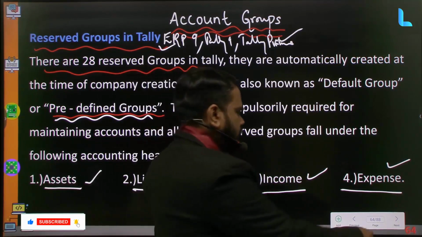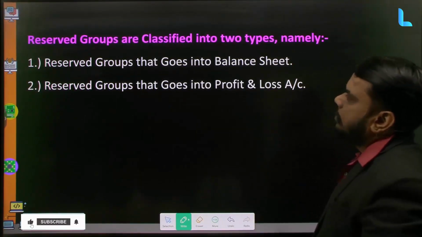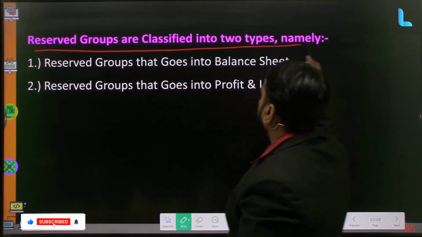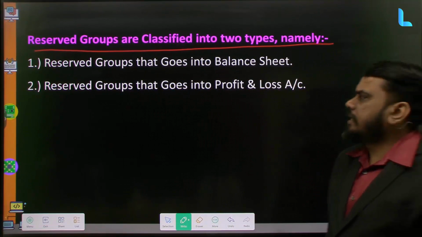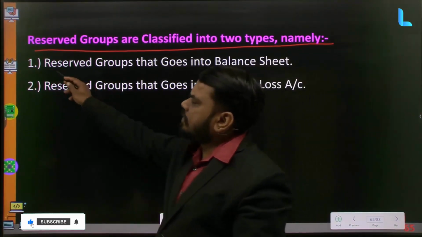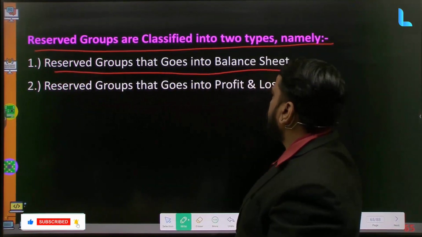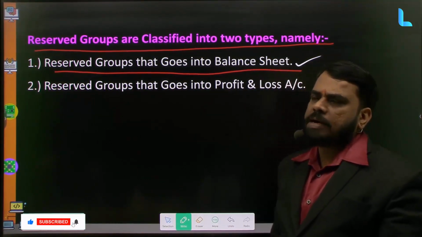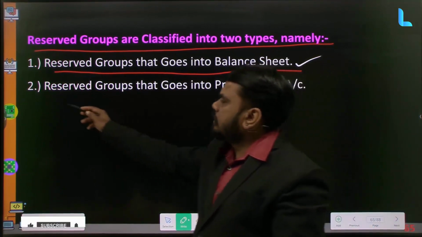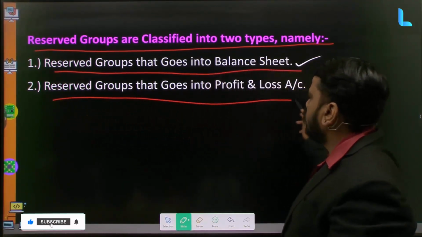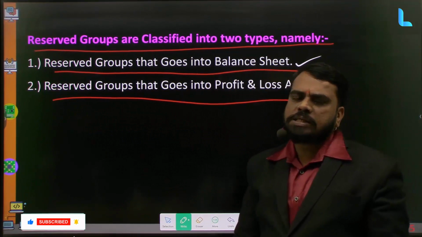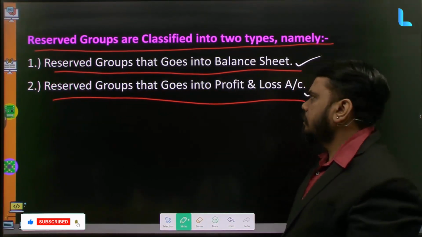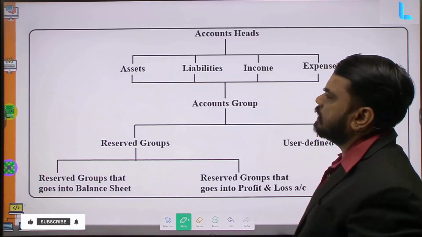Let us continue. Now let us see that the reserved groups in Tally are classified into two categories. Which are they? The first category is the reserved groups that go into the balance sheet. So whatever reserved groups come under the balance sheet, that is one classification. The other classification is the reserved groups that go into the profit and loss account. So these are the two main categories. More in detail, let us learn what the groups under these are.